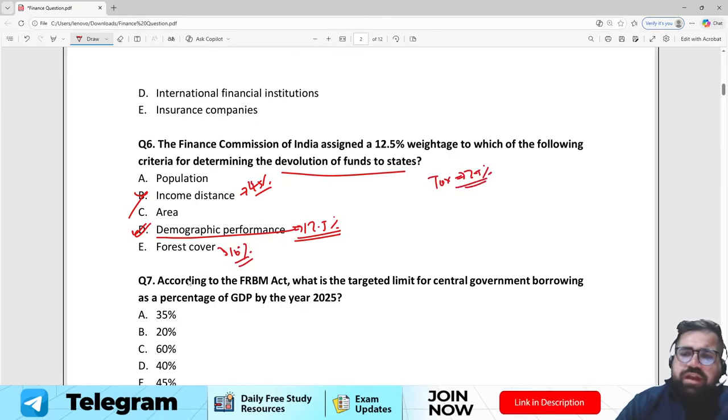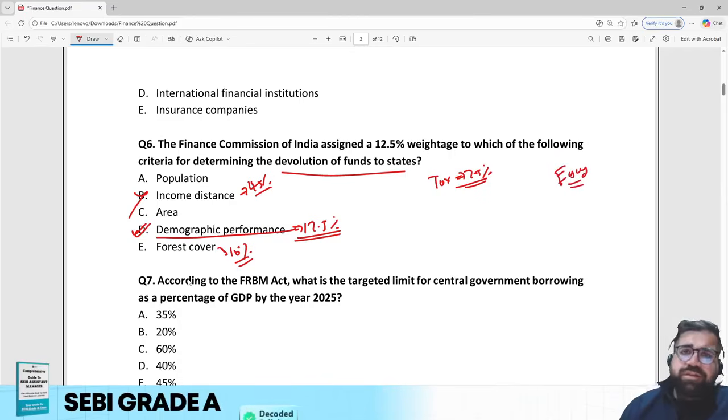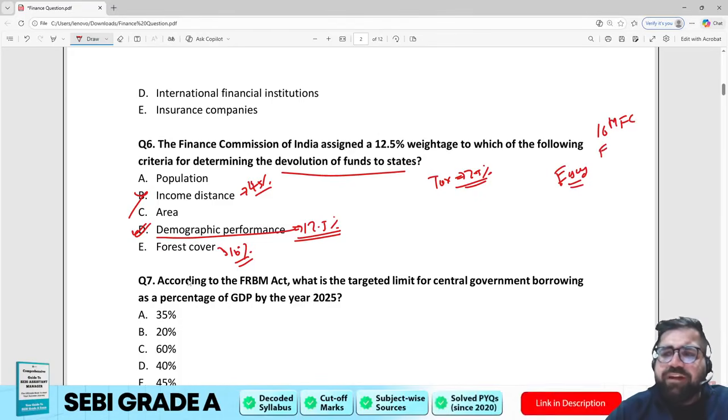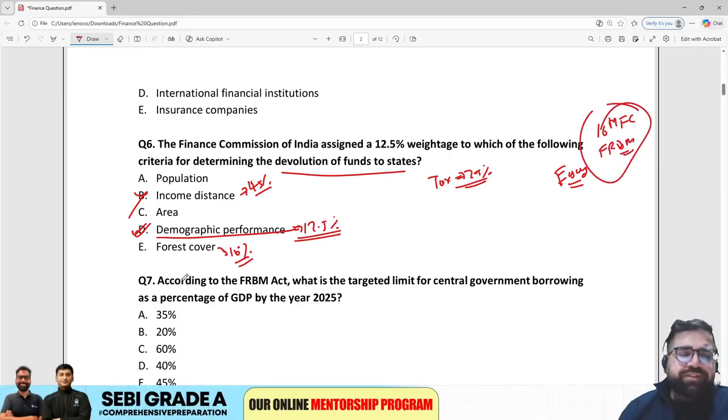This is all factual, and I will not rate this question as moderate. This is easy again because they have asked question directly from the syllabus topics. So be ready for 16th Finance Commission also, FRBM also, and whatnot, because these are directly given in your syllabus.